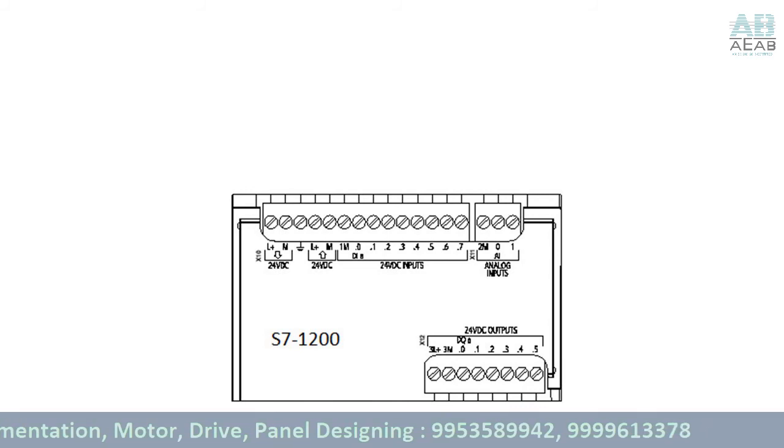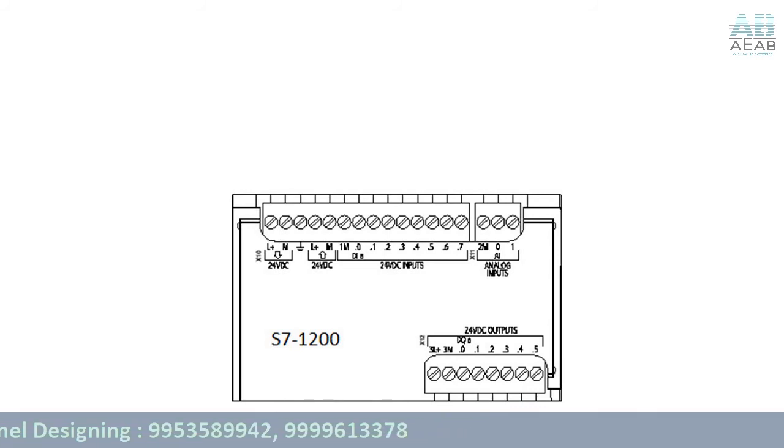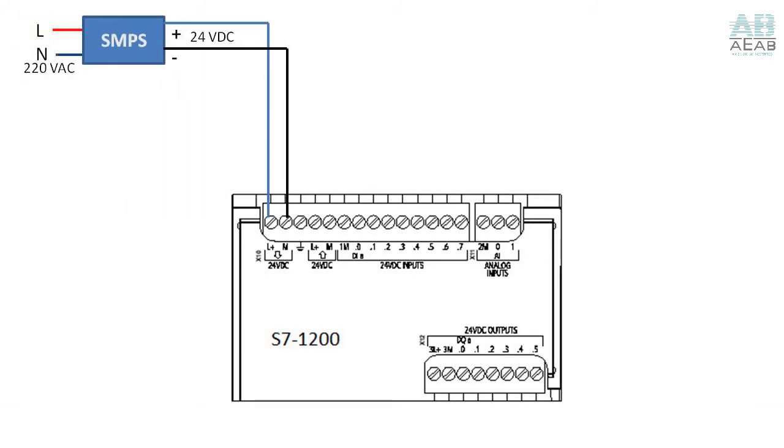The first two terminals, L positive and M, need 24 volt DC supply from an external source. We are providing it with the SMPS in this way. The ground terminal can be connected to earthing for safety purposes. The next two terminals are working as a 24 volt DC source, as indicated by the arrow direction. The 1M pin is common for all 8 inputs and it can be connected to either positive or negative polarity of the 24 volt DC power supply according to the nature of the input device.